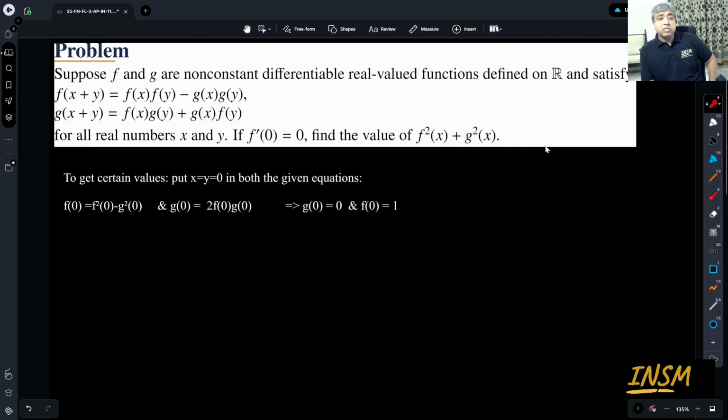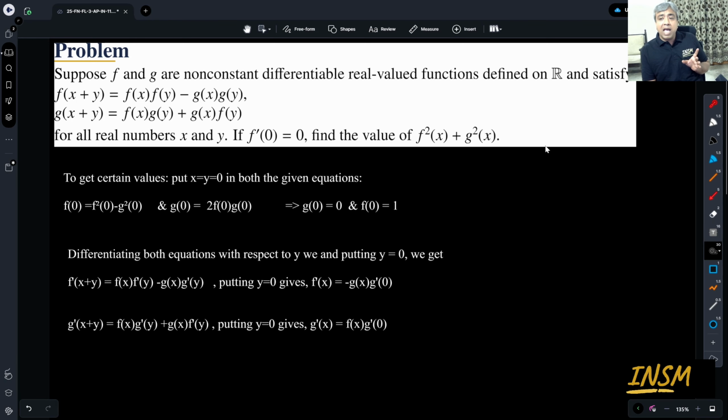The next thing is to find the nature of the function f square plus g square in a combined manner. For that we need some analysis of the behavior of functions f and g, so we need to find f dash x and g dash x. What we do is differentiate each of the equations with respect to y and put y equal to 0, so we get equations only in x for f dash x and g dash x.